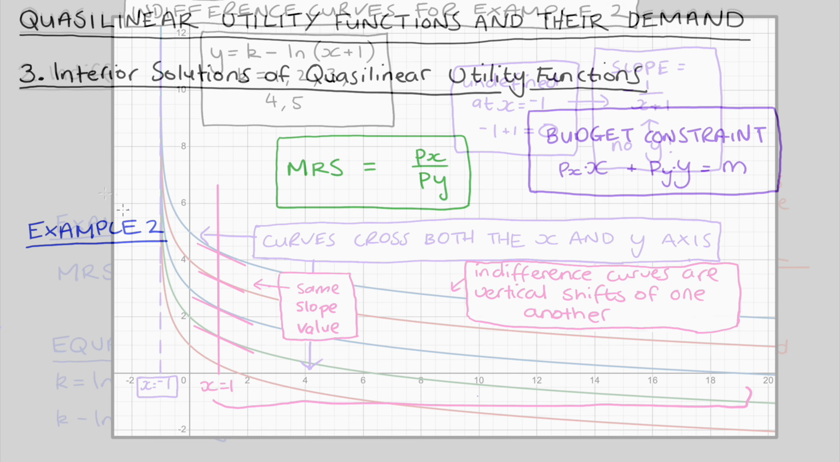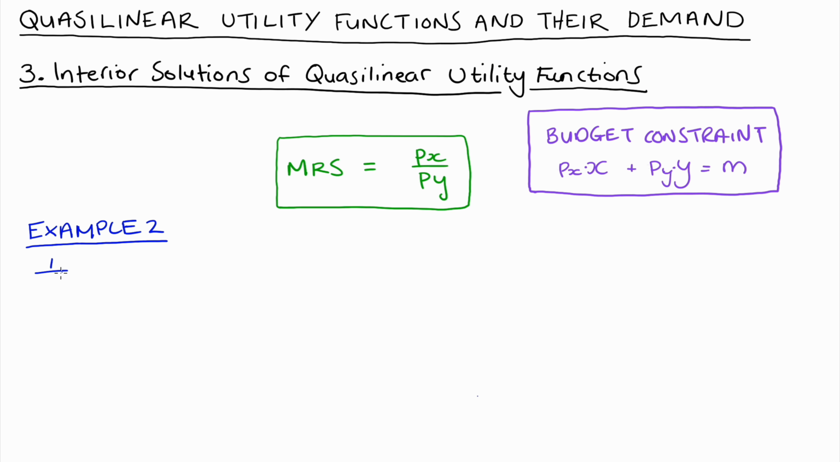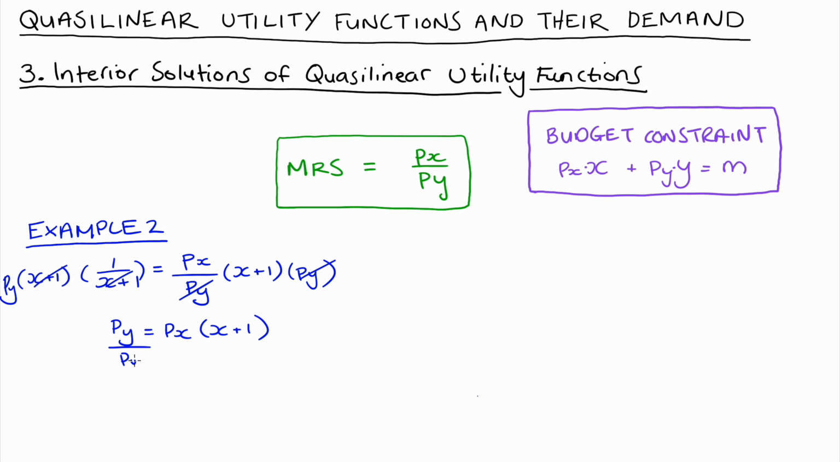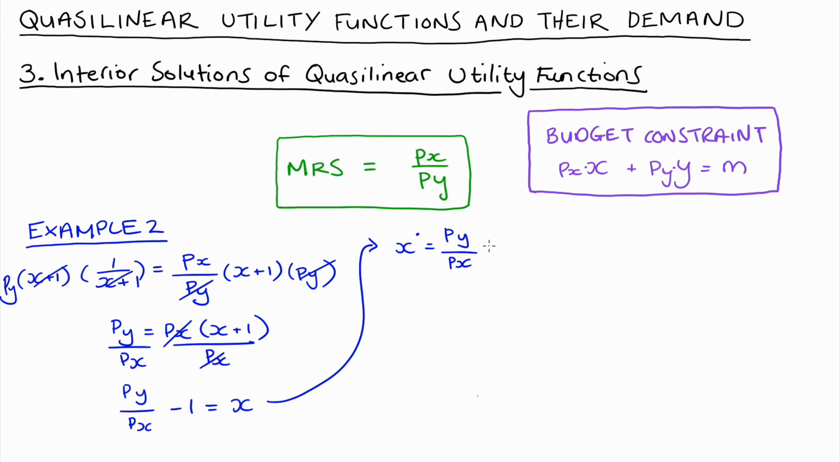All right, let's describe the interior solutions then, when both goods are consumed at some positive level. We'll follow exactly the same steps as in example 1. We're going to set our MRS, 1 divided by x plus 1, equal to the price ratio. I'm going to solve for x here. Let's multiply both sides by x plus 1 and multiply both sides by the price of y. And then we can divide both sides by the price of x. So we get py over px is equal to x plus 1. We can then take away 1 from both sides and we get x star, our optimal consumption of x, equal to py over px minus 1.